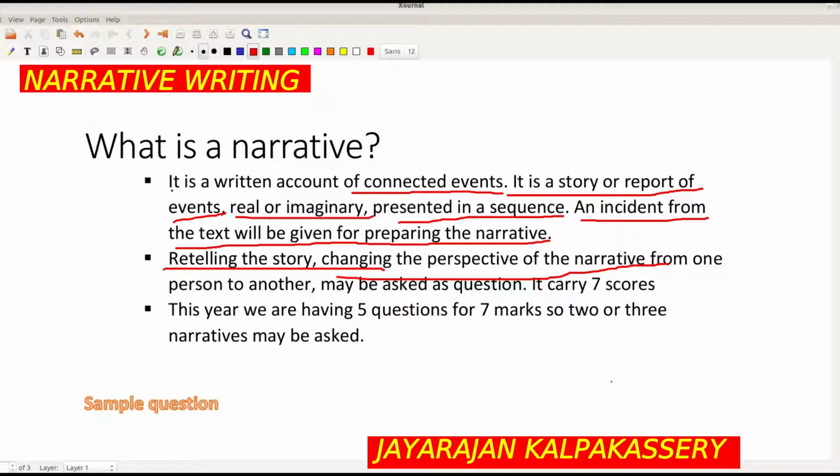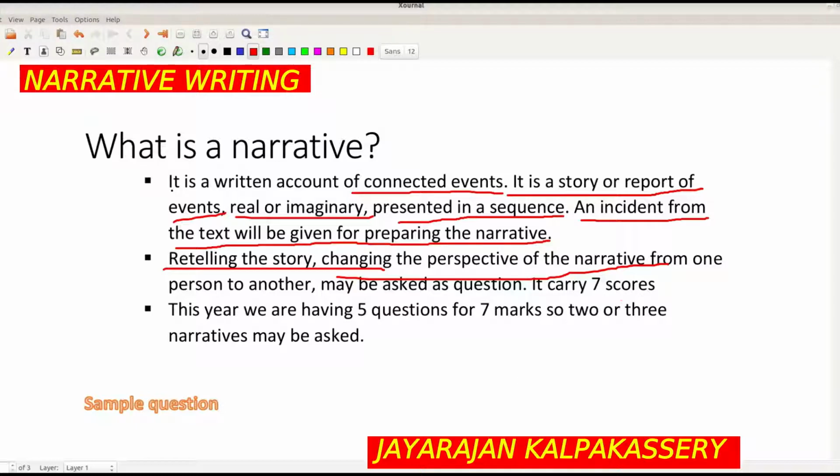For example, if the boy is telling his own story, that's a first person narrative. If a third person, or another boy, is narrating the story of the boy, that's a third person narrative.